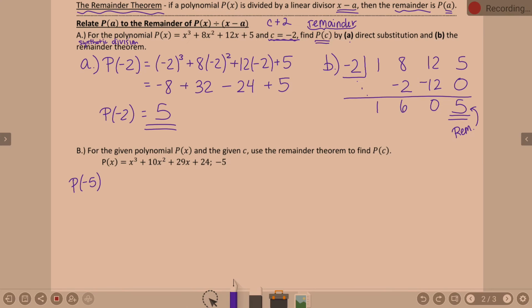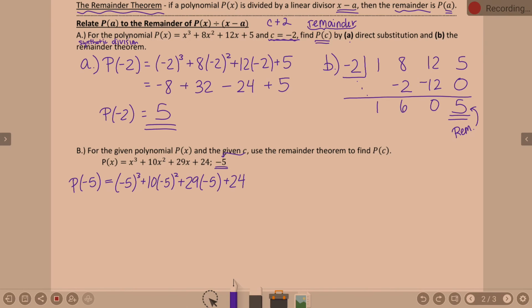What am I going to plug into this polynomial? Negative 5. They gave me a C value right there. Does it say anything like C plus or minus a value, or X plus or minus a value? No. So you're just using that C value. So we're going to plug negative 5 in. Negative 5 to the third plus 10 times negative 5 squared plus 29 times negative 5 plus 24.